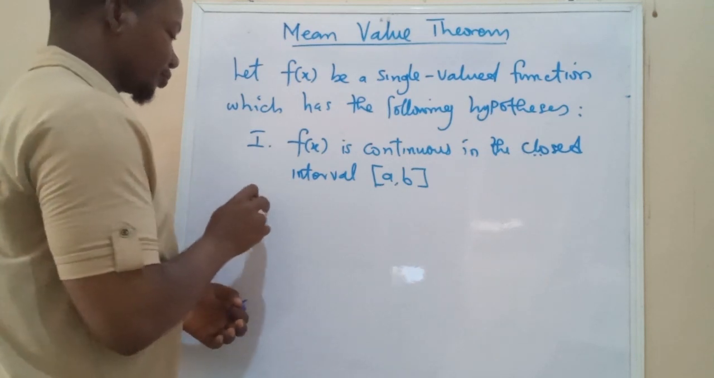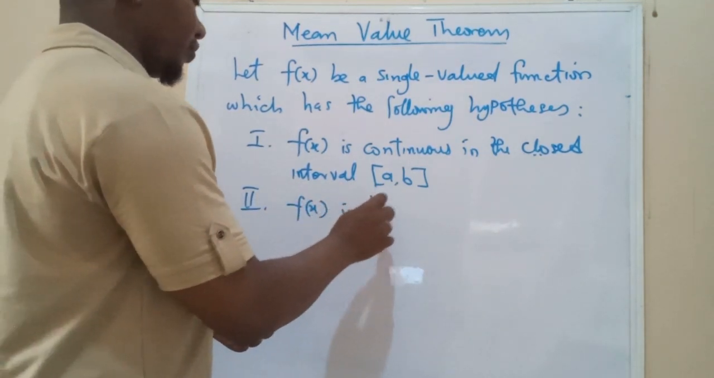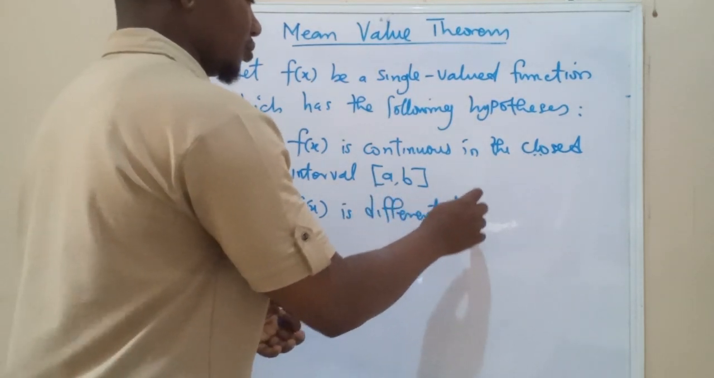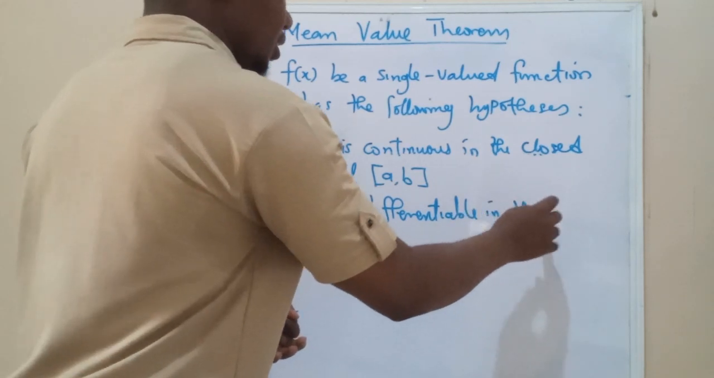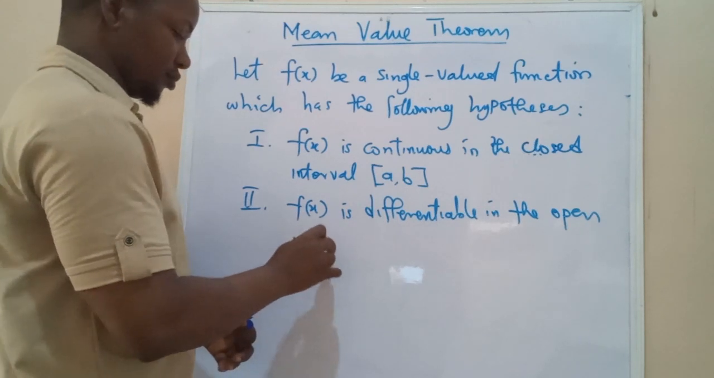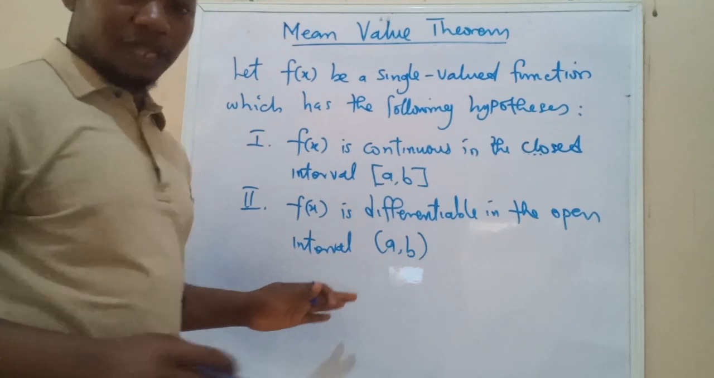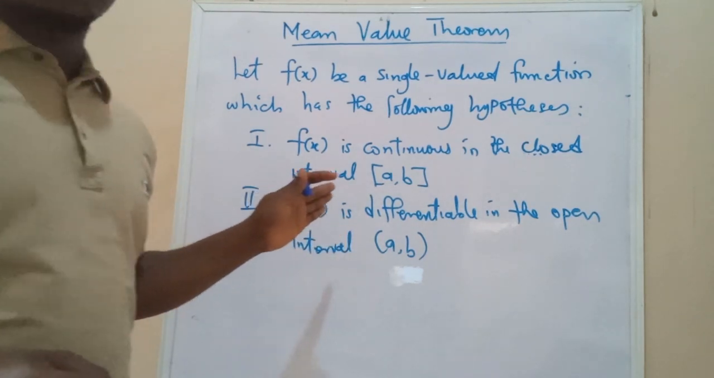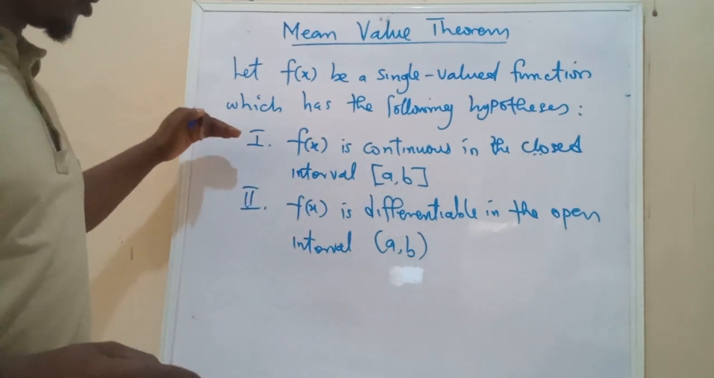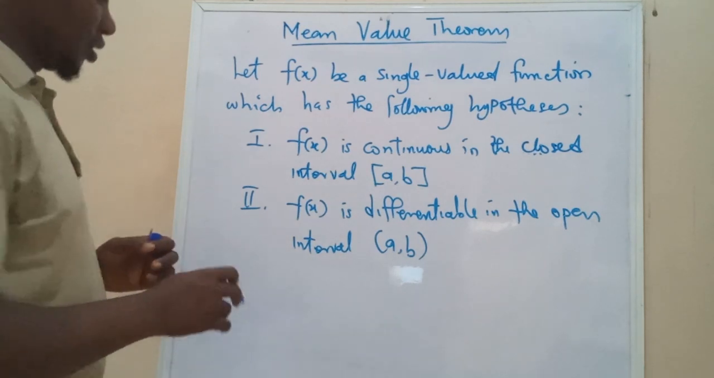So, f of x is differentiable in the open interval AB, just like we have in Rolle's theorem. The same assumption for the first and the second.